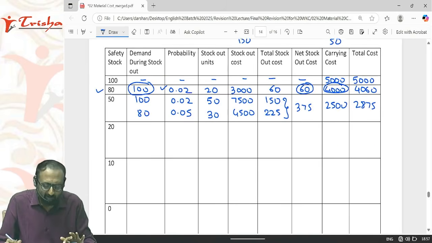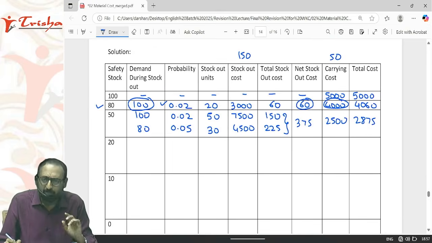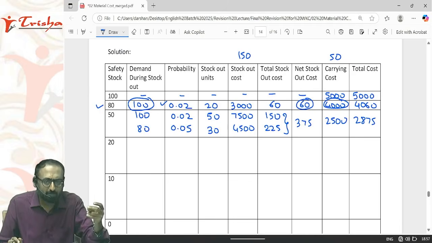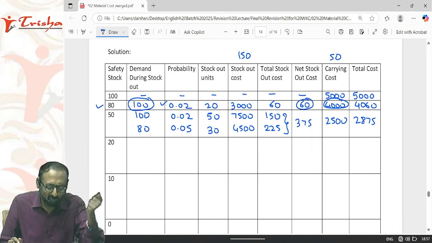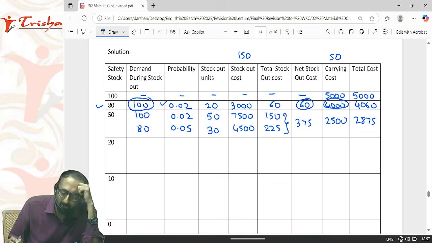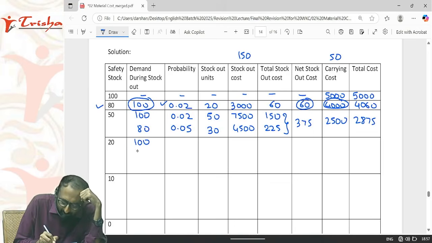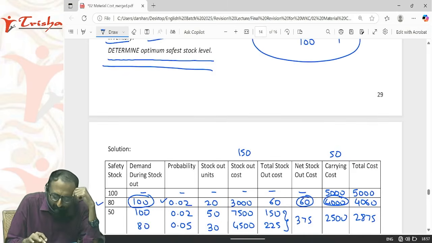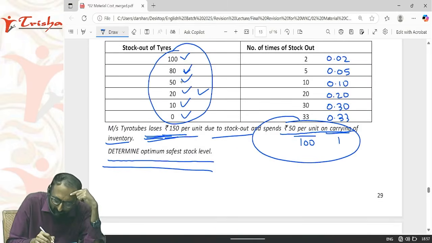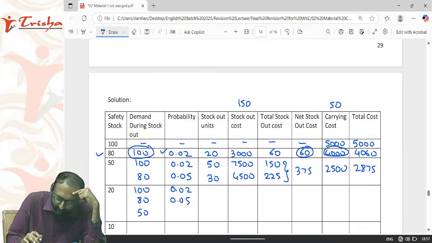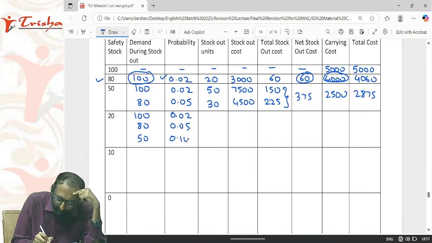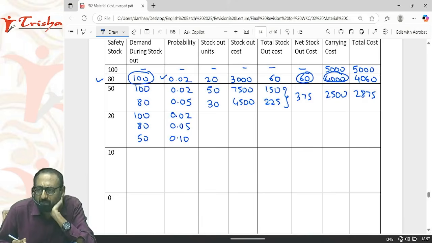Now quickly answer. If I maintain 20 safety stock, the last one I will take, then repetition will be there. If 20 is the safety stock, then when will I be in a stock out? 100, 80, 50. Probability 0.02, probability 0.05 and the probability of 50. How much is the probability of 50? Is it 10%? 0.10.